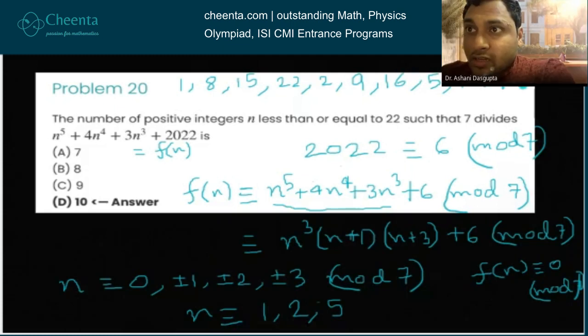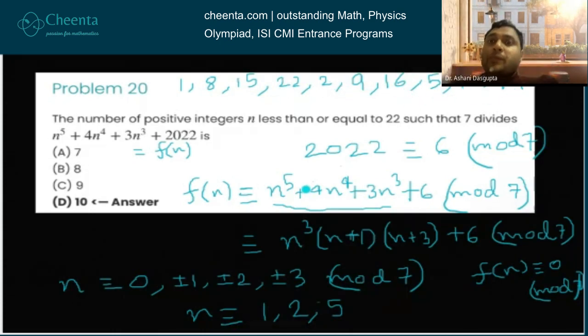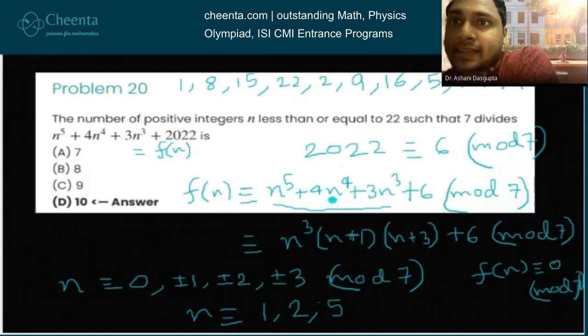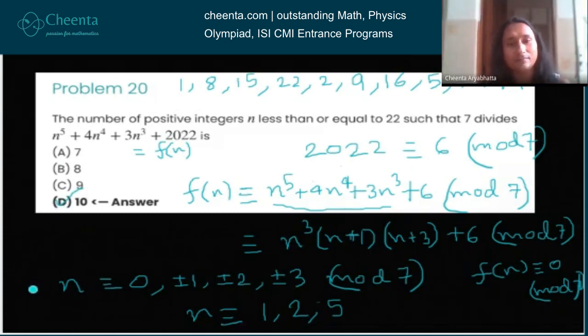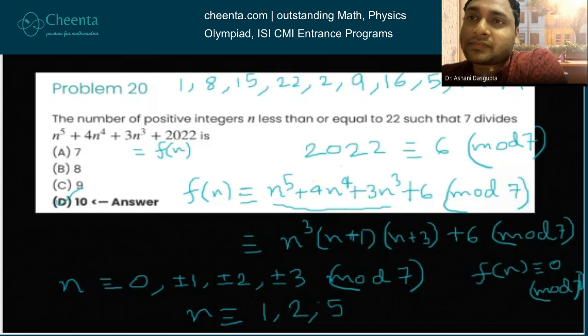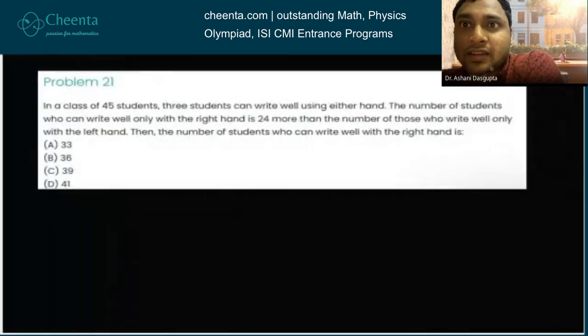So we got all the numbers in that range. If we plug in n equal to any of those, we will get a number that is divisible by 7. So that's nice. The answer is 10. Fantastic. Let's proceed to the next one.